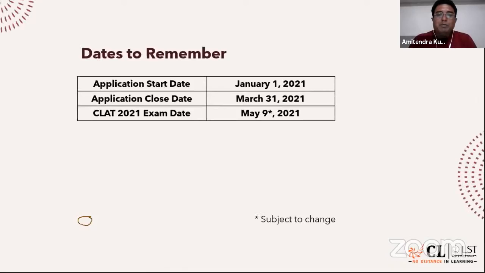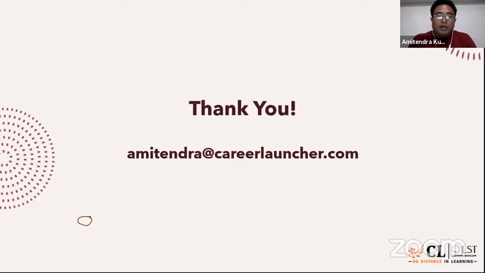For the moment, please remember the timelines. The application process has already started. As of now, the last date to apply is 31st March. And the exam is scheduled as per the official notification on May 9th. But as I said, it is subject to change. Okay, so that would be all. That's a very simple process as far as CLAT 2021 UG applications are concerned.